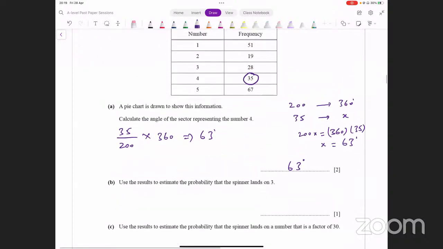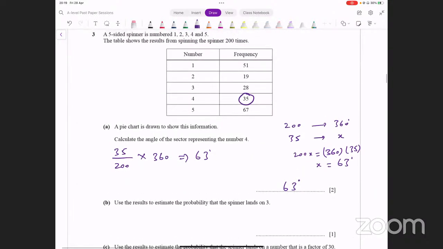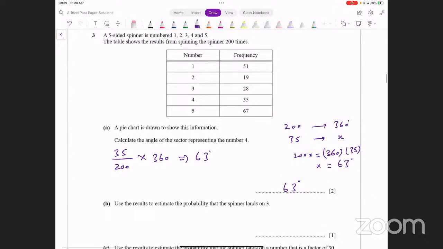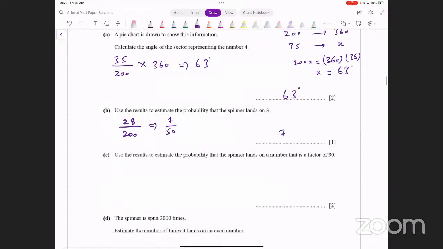Part B, use the results to estimate the probability that the spinner lands on 3. Okay, 3 की probability क्या हो जाएगी? Frequency कितनी है? 28 out of 200. तो relative frequency वाला concept use करें. Out of 200, 28 जो है आपका number है जो आपकी condition को satisfy करता है. Probability क्या हो जाएगी? 28 over 200. इसको simplify कर लें, देखें आपके पास क्या आता है. कैलकुलेटर में डालें सीधा, that gives you 7 over 50. Okay, probabilities को हम normally fraction के terms में छोड़ सकते हैं. So this is 7 over 50. That's the probability that we were looking for here.